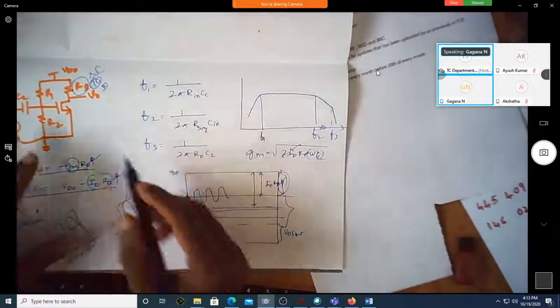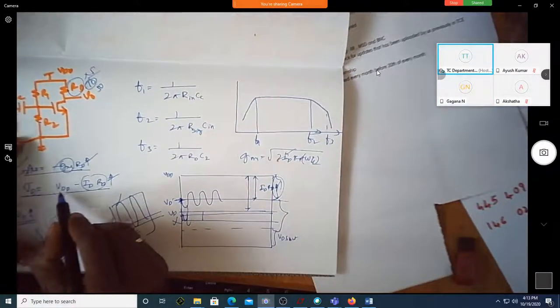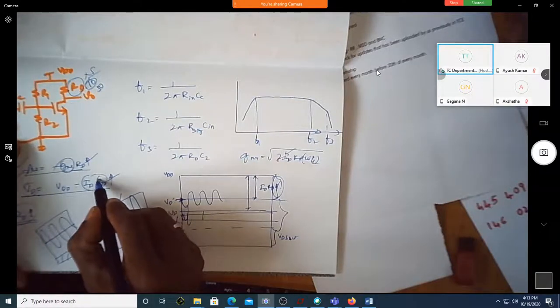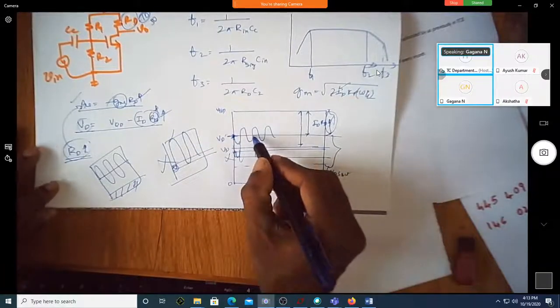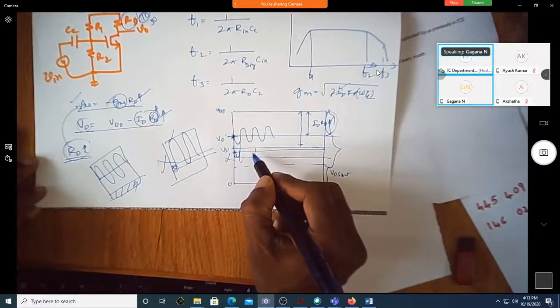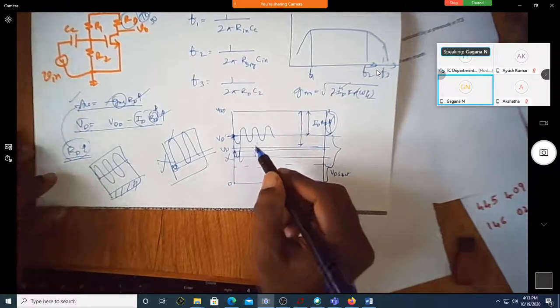Even though, of course, here you can see what is VD here? VDD minus ID into RD. In the first case, we tried to increase this, and when we tried to increase this, VD was coming down. Am I correct? Yes, sir.